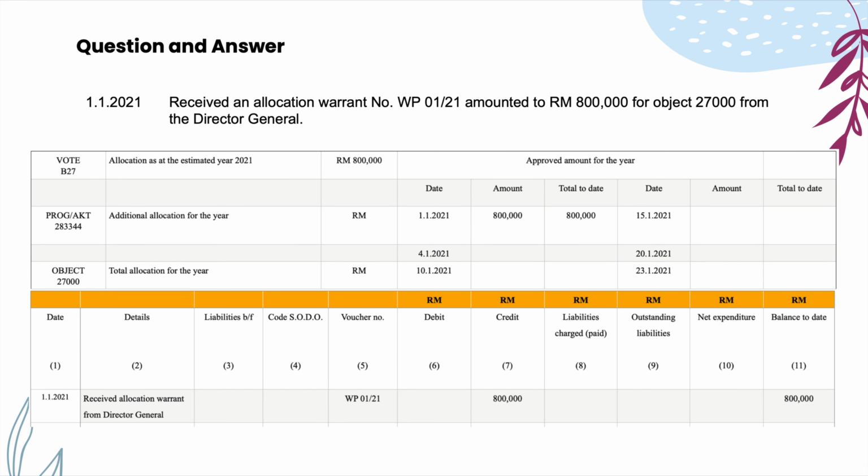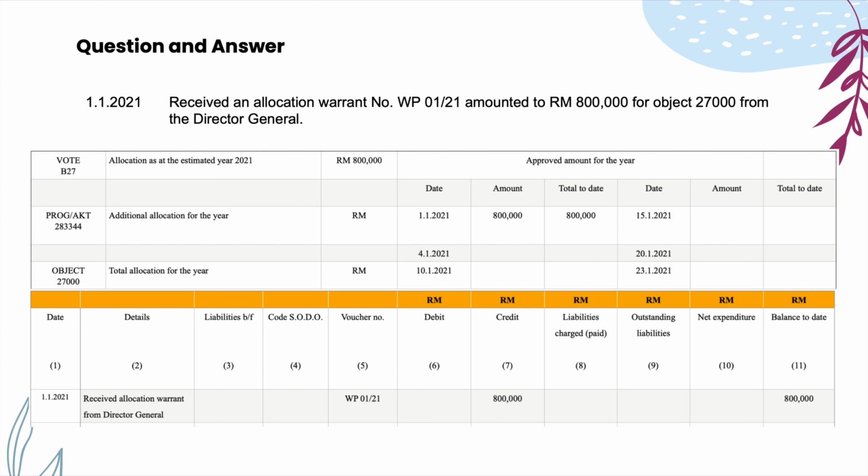Next, the first transaction is on the 1st January 2021, where an allocation warrant WP01/21 amounted to 800,000 ringgit for object 27,000 from the Director General. It will affect Part 1, Part 2 and Part 3 columns.